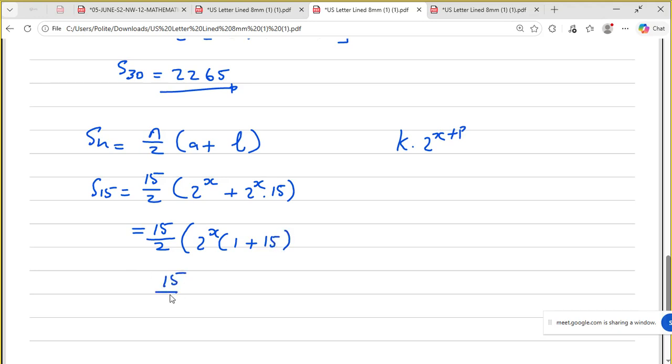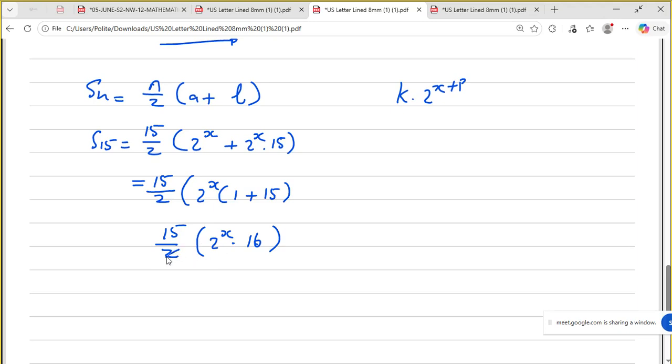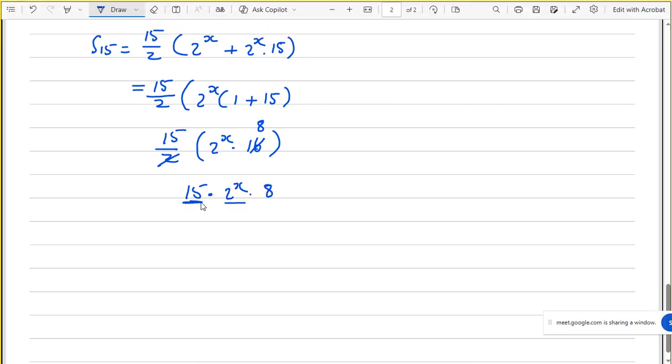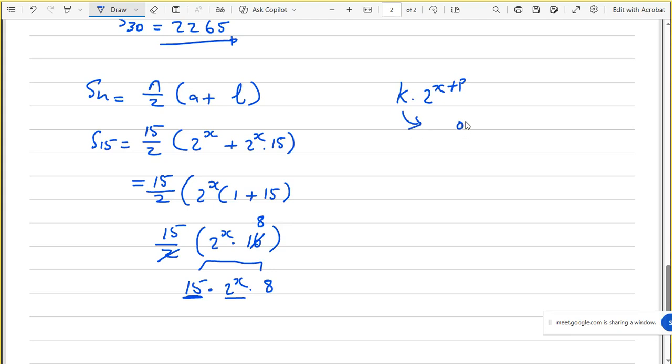Then this will be 15 over 2 into 2 to the x times 16. And then I know that if I multiply out the bracket, the 2 cancels with the 16. This is 8, because it's like 16 divided by 2. So this will be 15 times 2 to the x times 8. Let me group this, because I know the 15 I need to leave like that. Don't multiply the 2, because they said k is an odd number. They said this k is an odd number. So already we have that odd number.